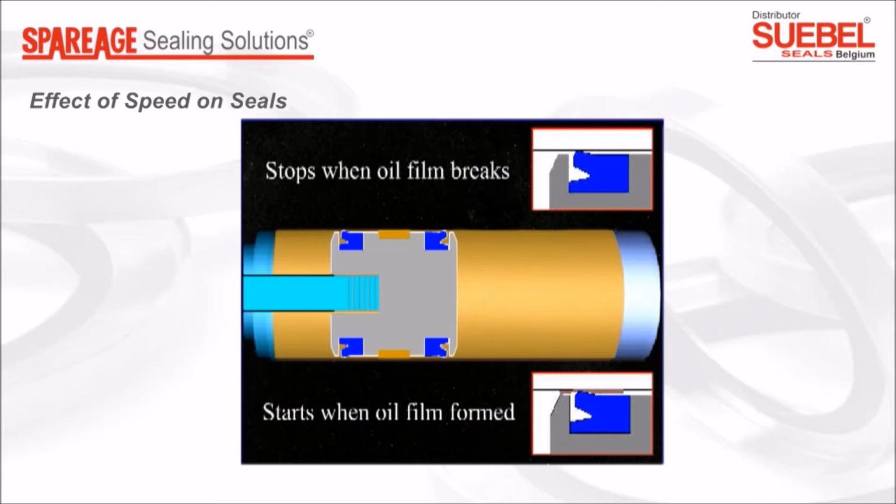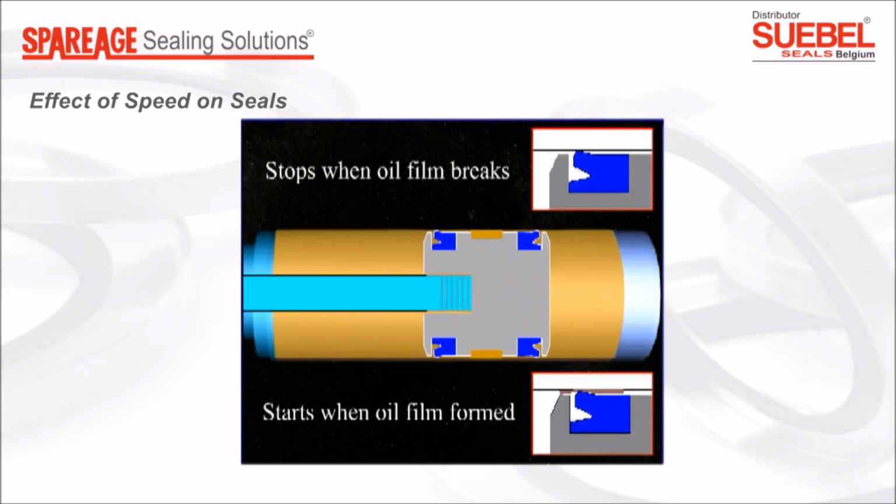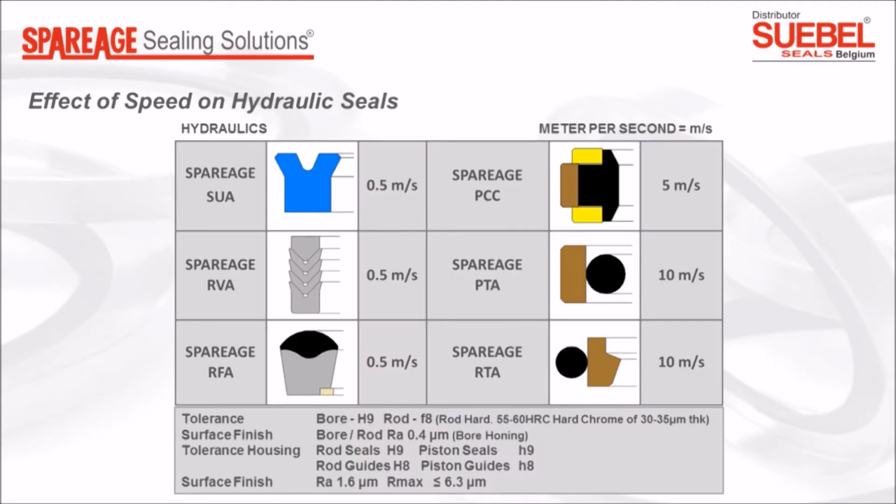Teflon material is self-lubricating, with fillers such as bronze, making it ideal for applications where the media does not offer lubricating properties. Please refer to the Spare Edge catalog for maximum surface speed of various seals. Effect of speed on hydraulic seals.